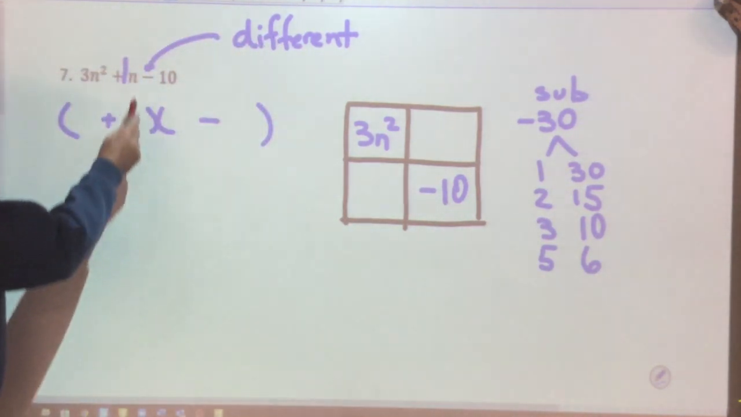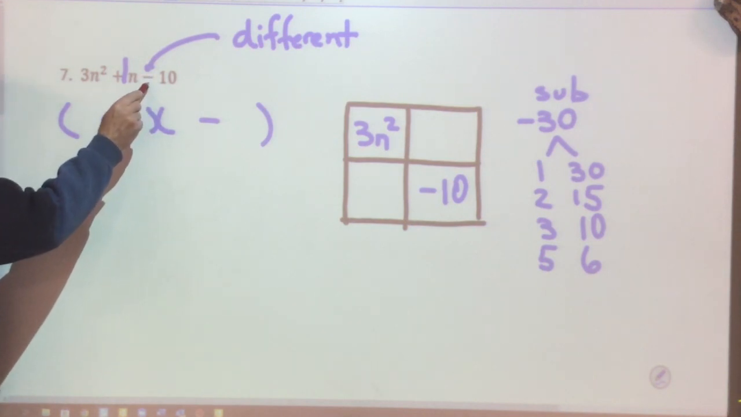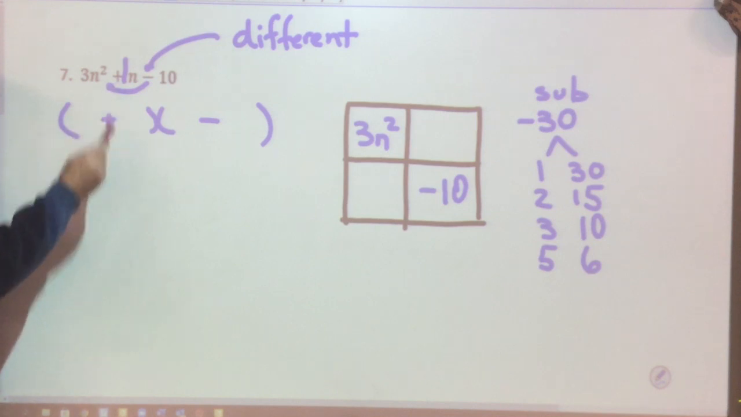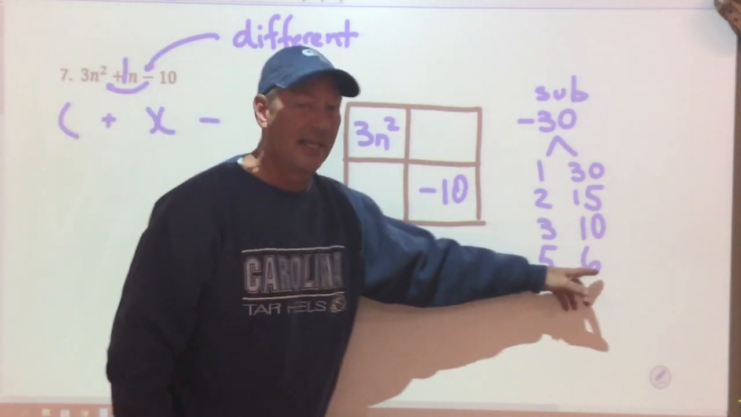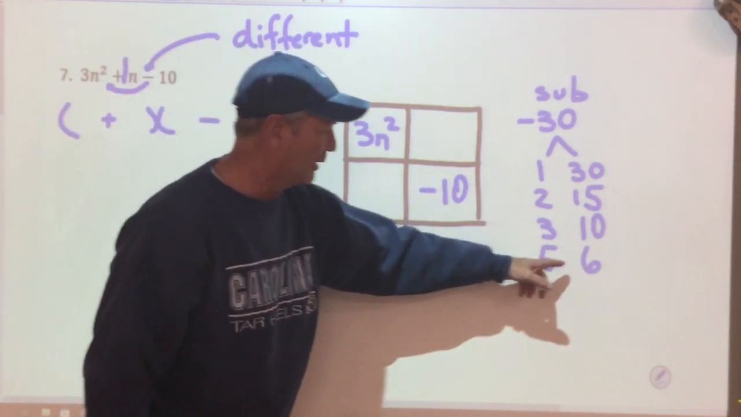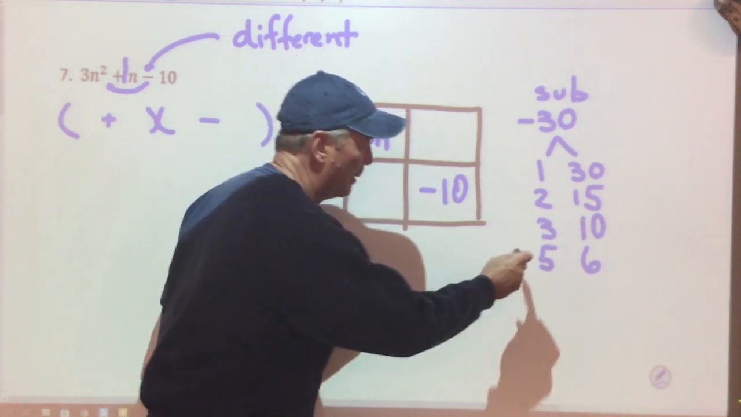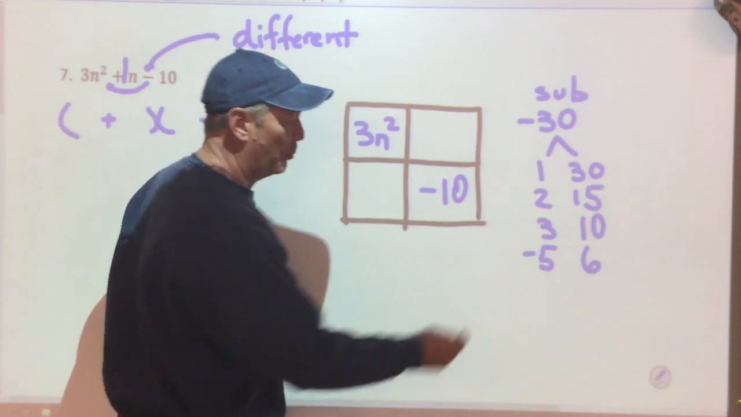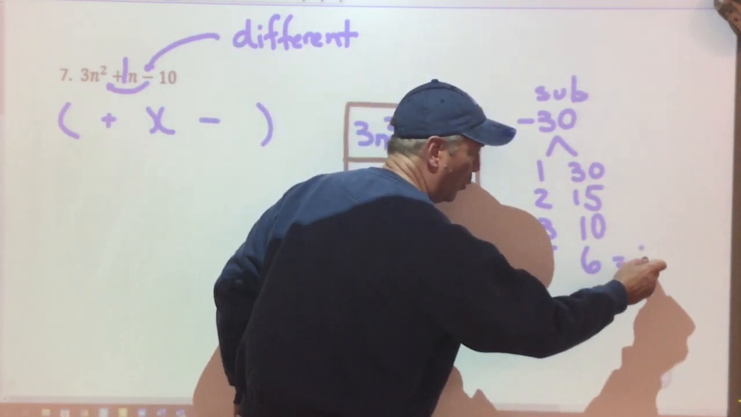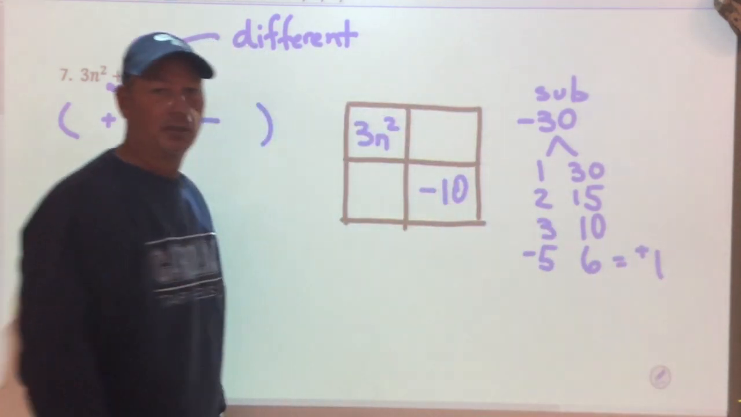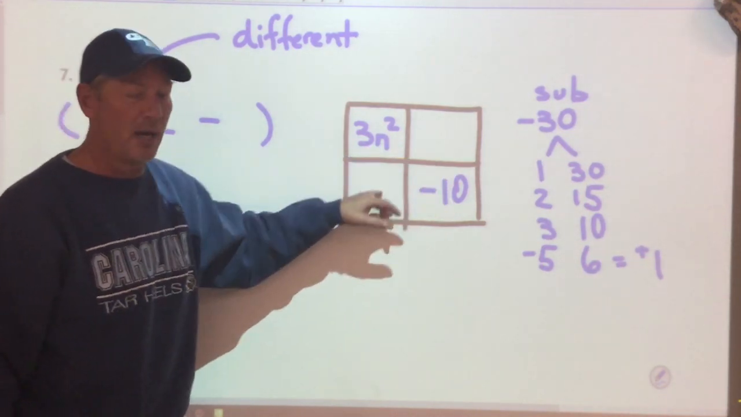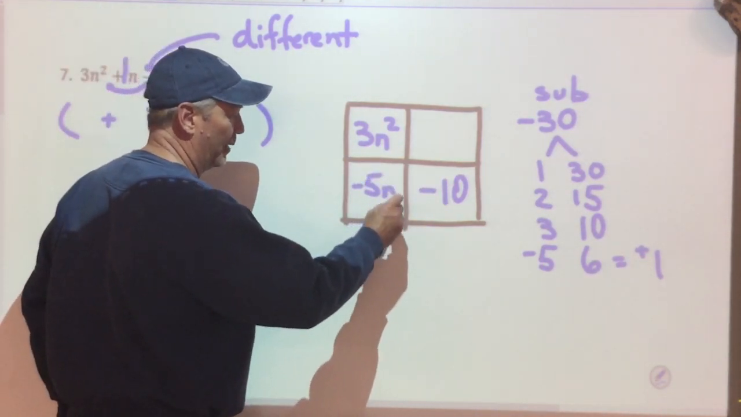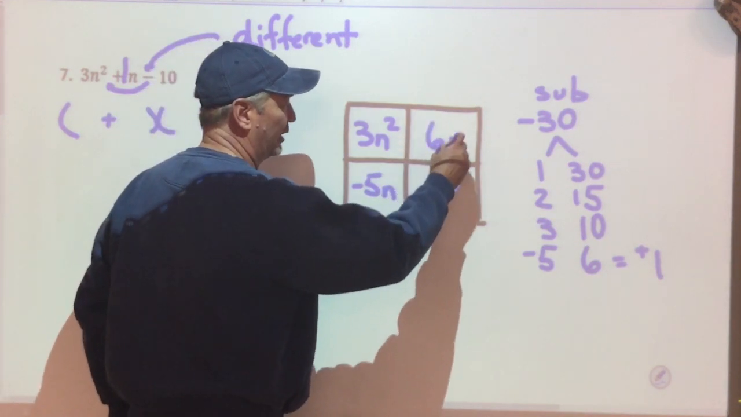Remember what we said. This says that the signs are going to be different. The bigger number gets the plus sign. So the plus sign will go with the 6. The minus sign will go with the 5. Because when you put those together, they will equal a positive 1. So that's what goes in these two boxes. We're going to say one of them is a negative 5n, one of them is a positive 6n.